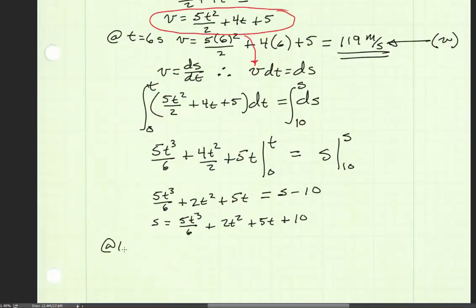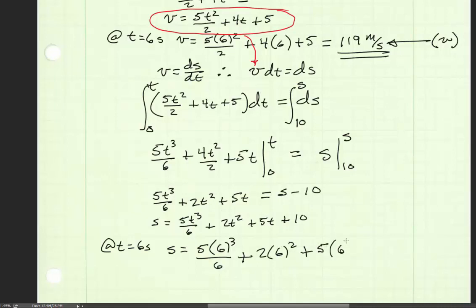So at time equals 6 seconds, s is equal to 5 times 6 cubed over 6 plus 2 times 6 squared plus 5 times 6 plus 10, which equals 292 meters. And there is our final position at time equals 6. And that solves the problem.